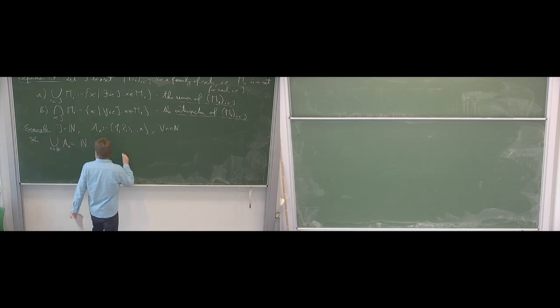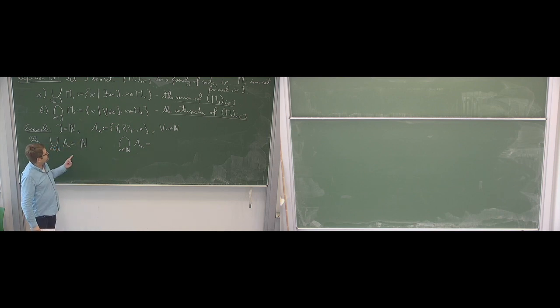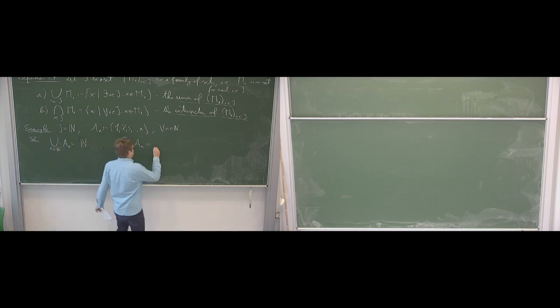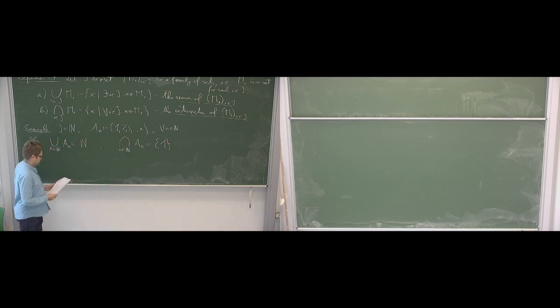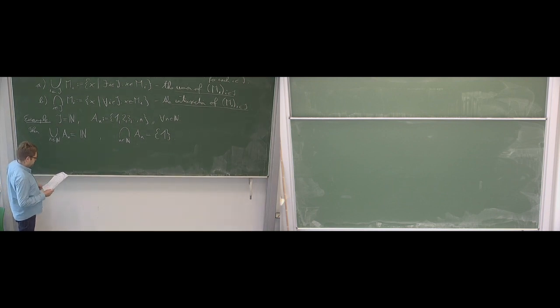The intersection over all n in N of A_n: we have to take a look at which elements lie in all of these sets. Since we start with the set containing 1, then 1, 2, then 1, 2, 3, and so on, the only thing lying in all of them is 1. So this here is the set which has just one element, namely 1. So this is this infinite intersection in some sense.